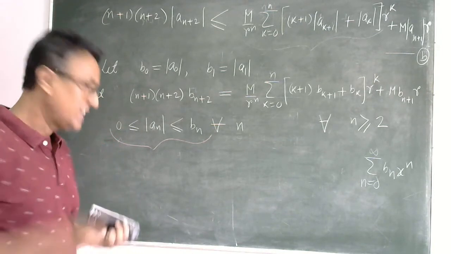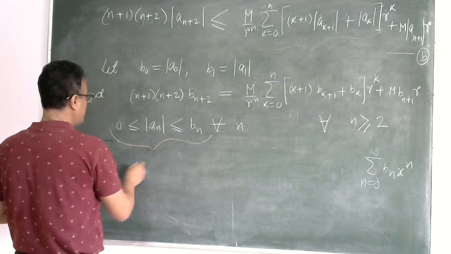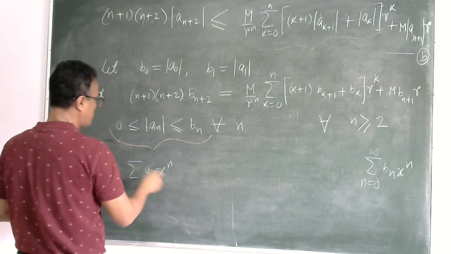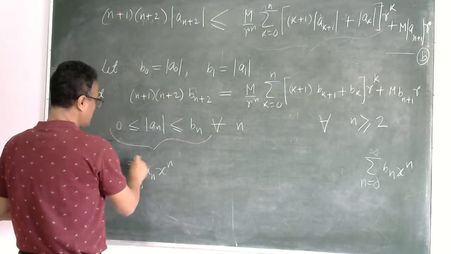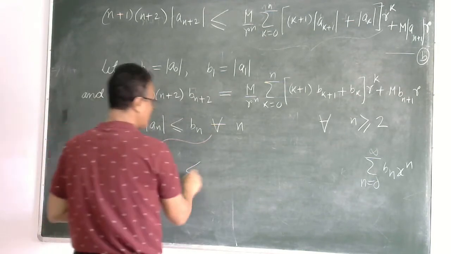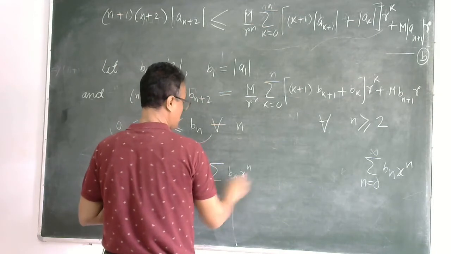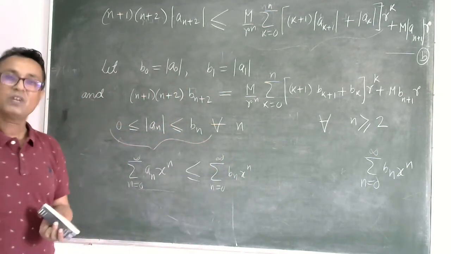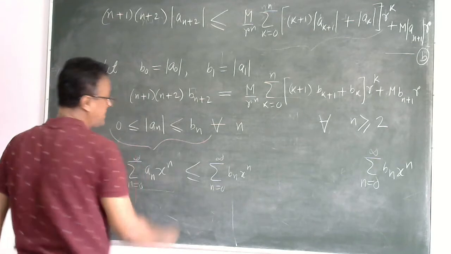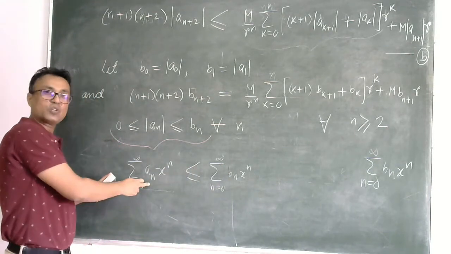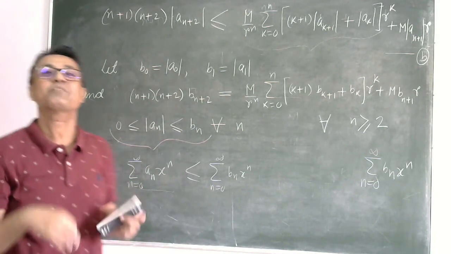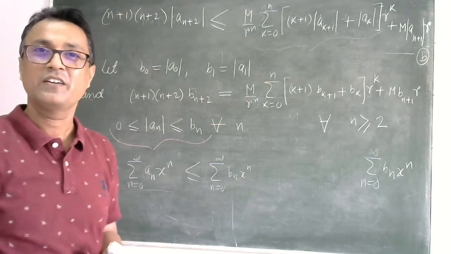See, if now I can prove that this series in absolute value is less than b n x to the power n, right? Then what is going to happen? By my comparison test, if this series converges, this is also going to converge, isn't it? Are you getting the point or not? Right? So that is what I am trying to do. Okay, fine.